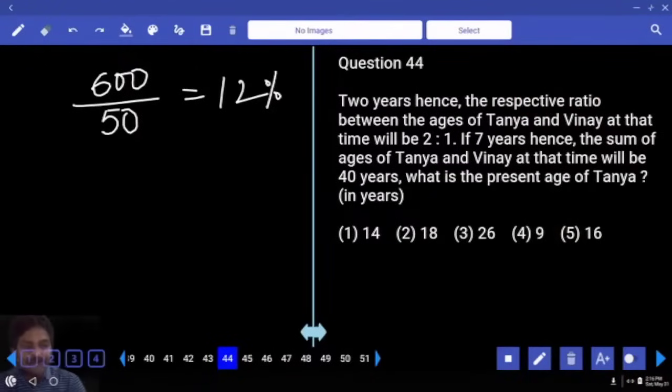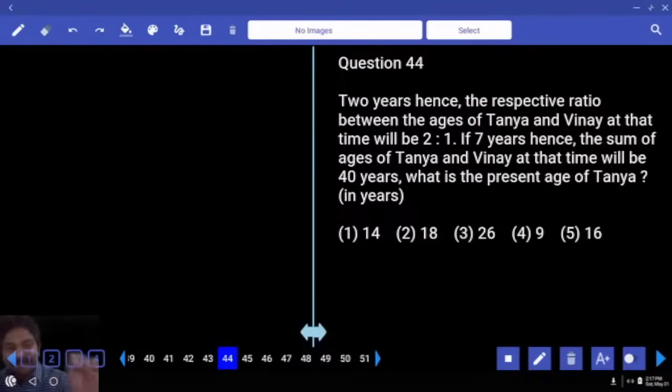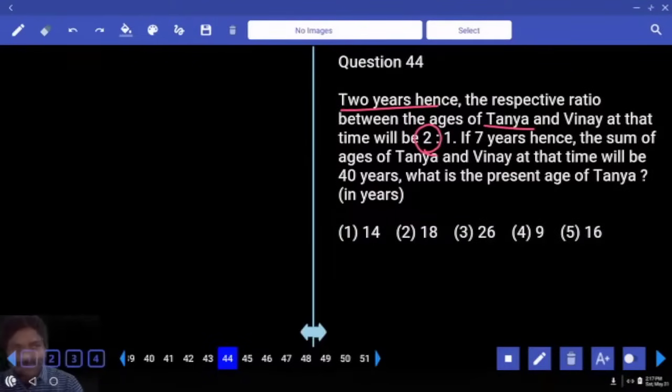2 years hence, the ratio between ages of Tanya and Vinay at that time will be 2:1. If 7 years hence, the sum of ages of Tanya and Vinay at that time will be 40 years, what is the present age of Tanya? Right. After 2 years, Tanya, the first person, in terms of parts given as 2 parts, should be an even number. After 2 years, then present should also be an even number. Among options, if there is only one even number, you don't have to solve. But 4 even numbers are there. Yes, we have to solve.